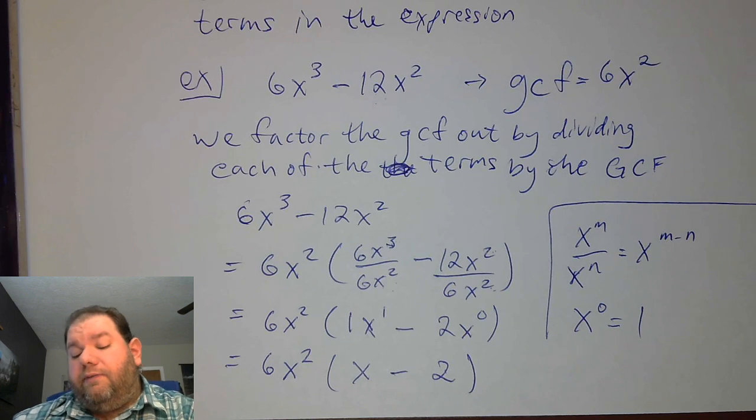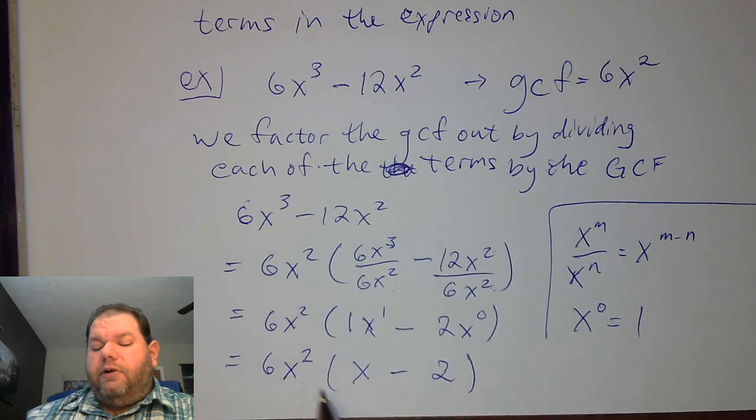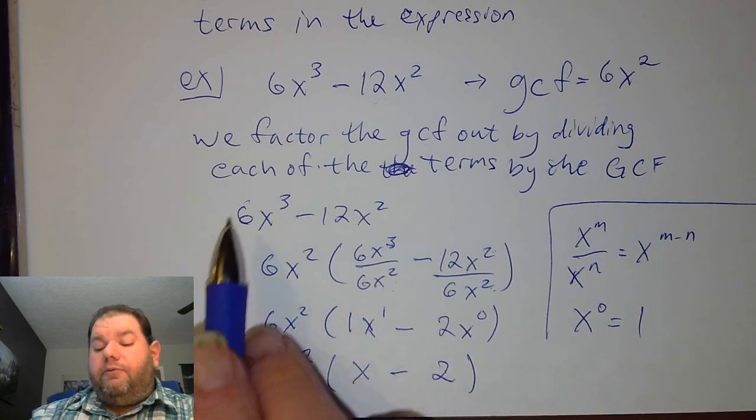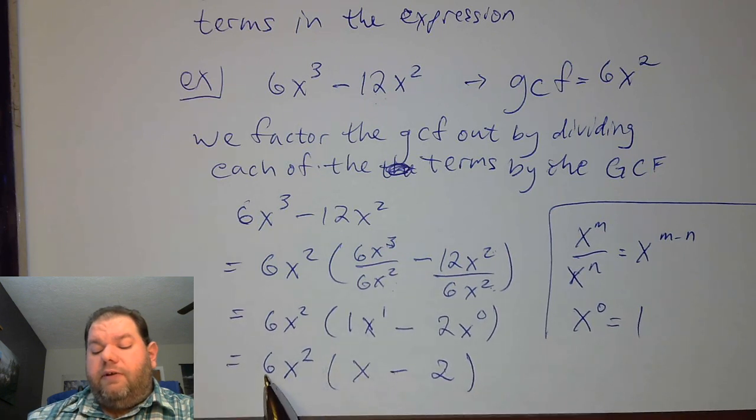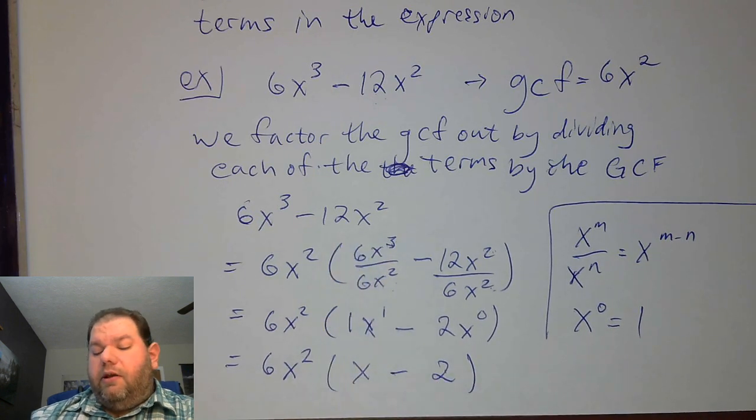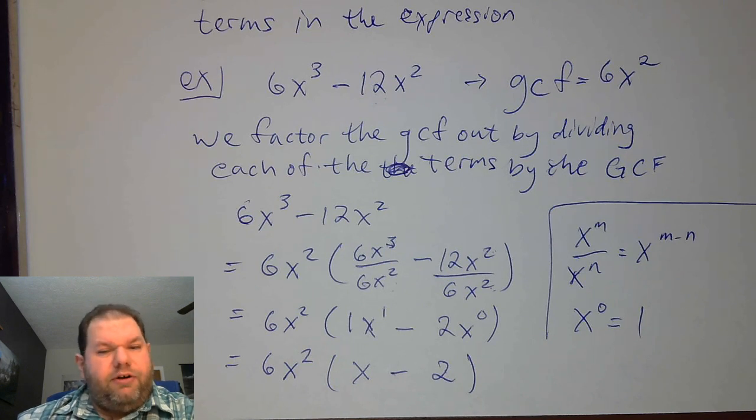So, notice that if we were to distribute the 6x squared, 6x squared times x, now going backwards to here, we know that we add the exponents. So if this is x to the first, 6x squared times x is 6x to the third. And 6x squared times 2 would be 12x squared. So really what we're doing is reversing the process of multiplication that we saw in the last section. So factoring, in a way, is division, although we don't really call it division.